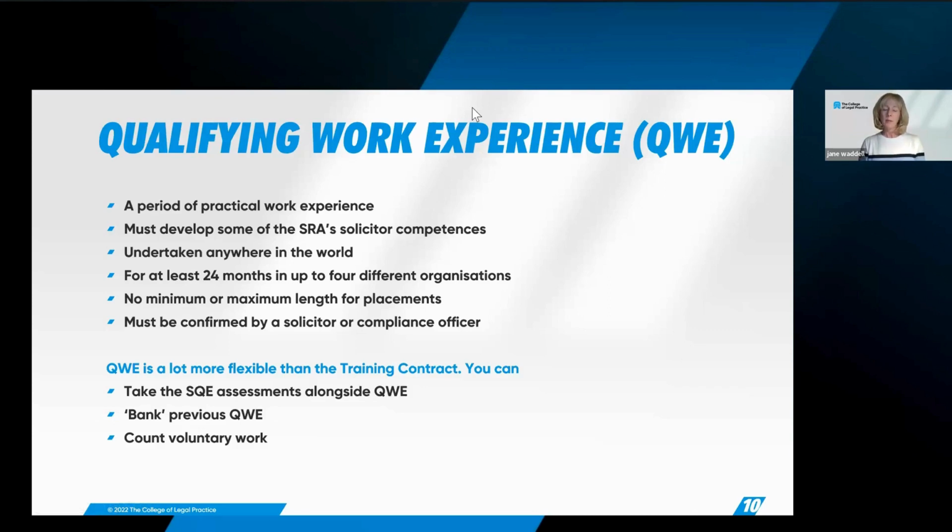It has to be for over 24 months, so 2 years. It can be in up to 4 different organizations. So, for instance, you could do voluntary work or a pro bono clinic at university. That's possible, but remember, you can't do lots of it. You can only do it in up to 4 different organizations. So you do need to plan that one out. There's no minimum or maximum length for those placements in up to 4 different organizations.